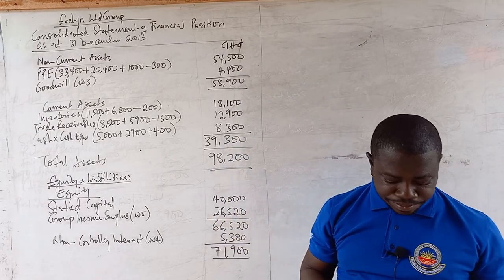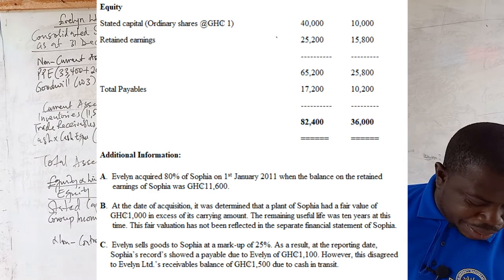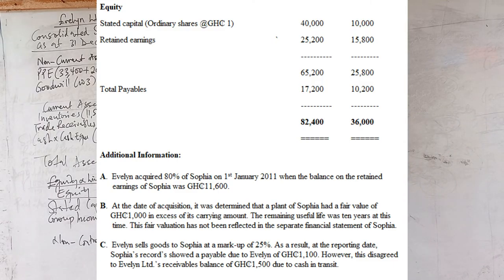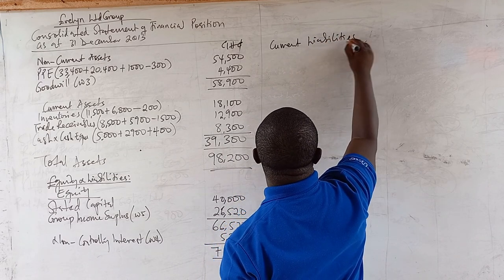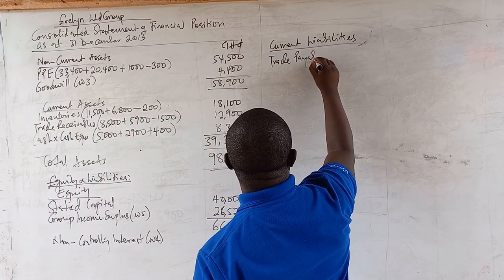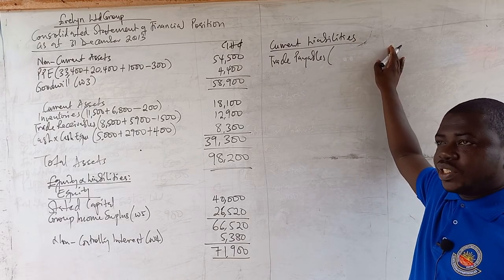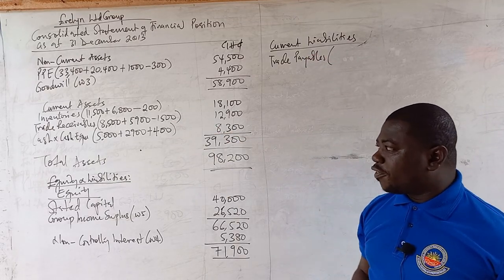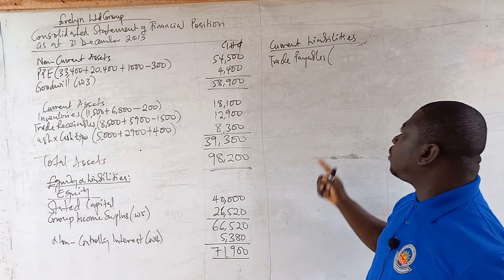Now, in this question, we do not have any long-term liability. The only liability we have is the trade payables. So we only have current liability. So current liabilities. And under current liabilities, we only have trade payables. So what we need to do is that we bring that of the parent plus the subsidiary, and then we consider if there was any adjustment to be made. And truly, there was an intragroup debt, just as we have canceled 1,500 from the receivables, we take out the 1,100, if you remember, from payables.